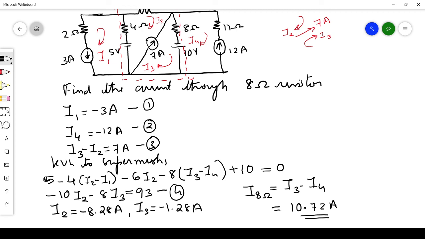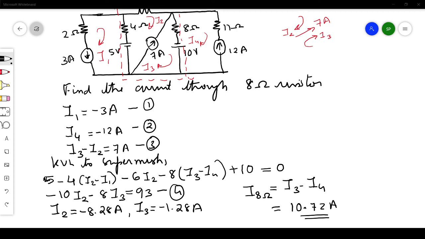This is how we can solve the network using mesh analysis, in the sense, super mesh analysis. So that's it. Thank you.